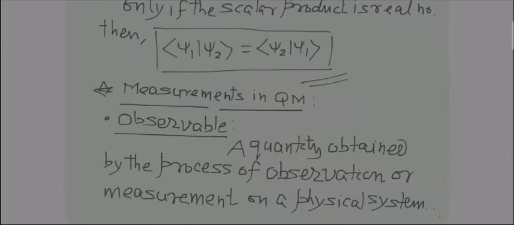In quantum mechanics there is an observable. It is a quantity obtained by the process of observation or measurement on a physical system. There will be a physical system, a quantum mechanical system, and we will make some observation on it. We will measure, for example, the position, or the momentum.